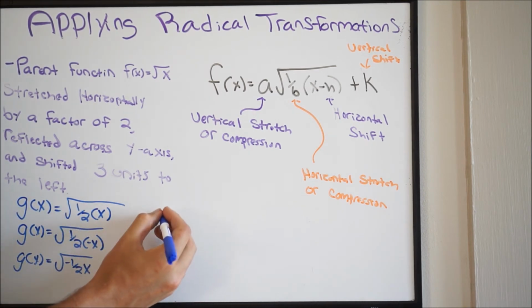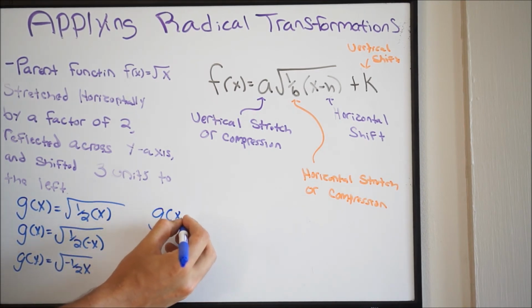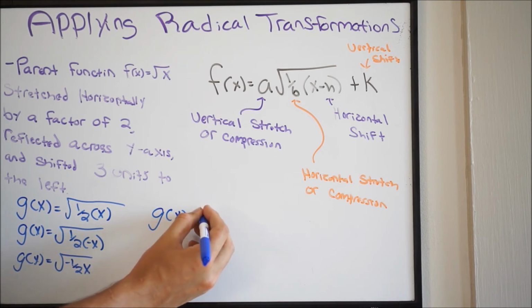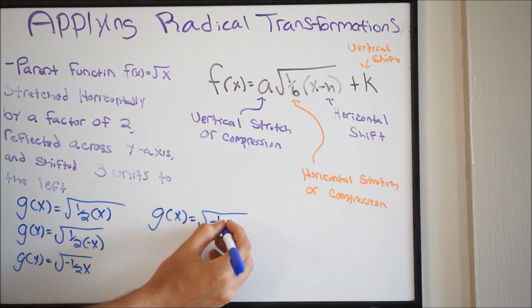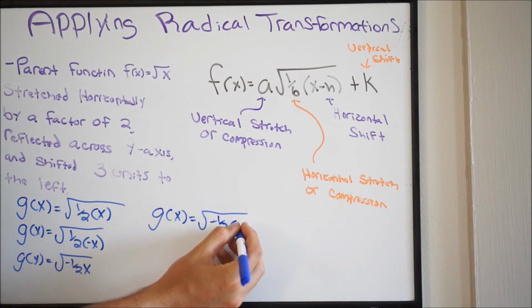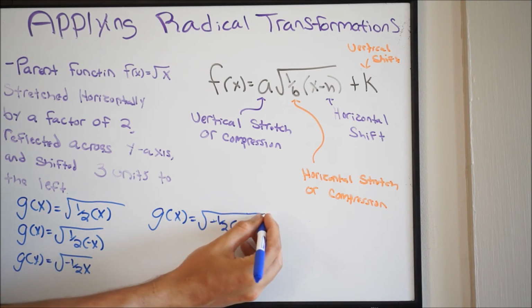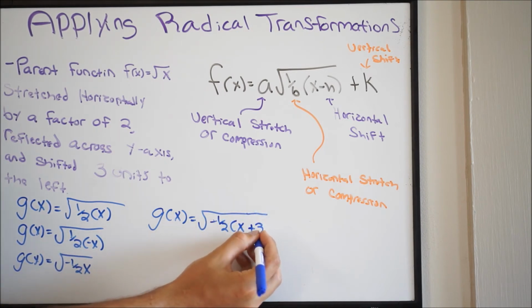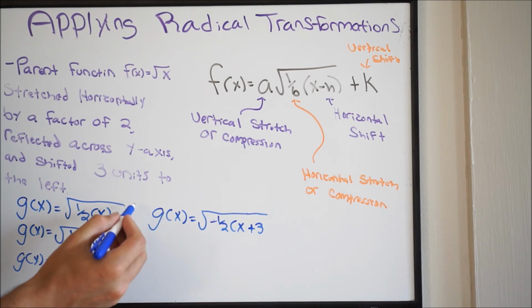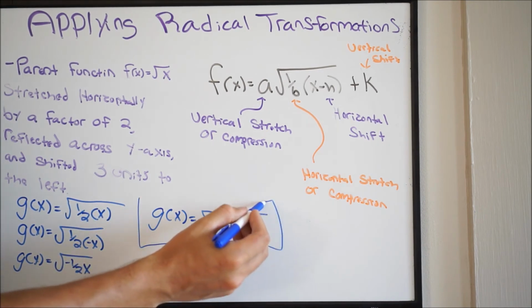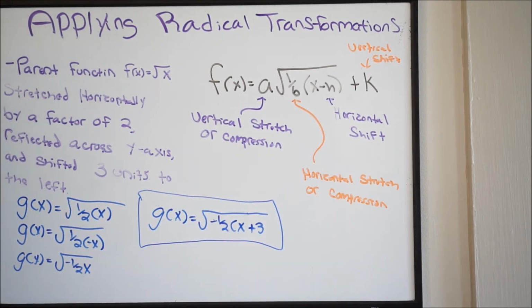So we're going to put in the following. We have g of x equals the square root of, and I'm going to isolate this x. I'm going to pull out that negative 1/2, and then we're just going to have x plus 3. Okay, notice how it's all underneath the radical. And this is now complete. So this would be your final answer here. Alright, so that is it. Let's try another example.